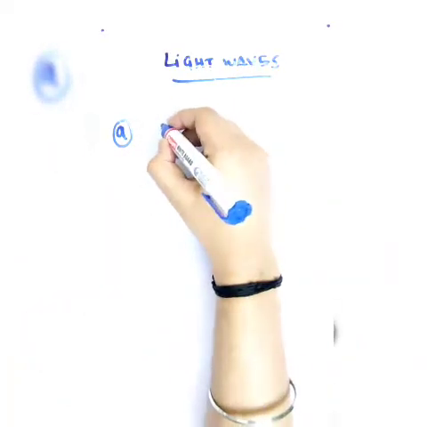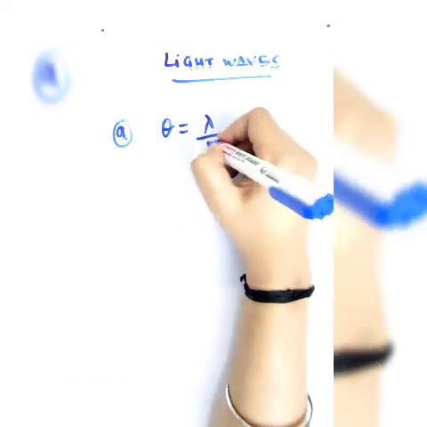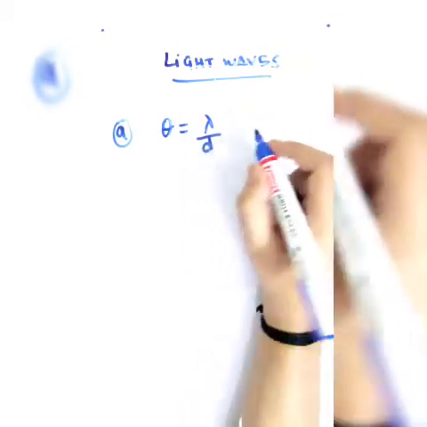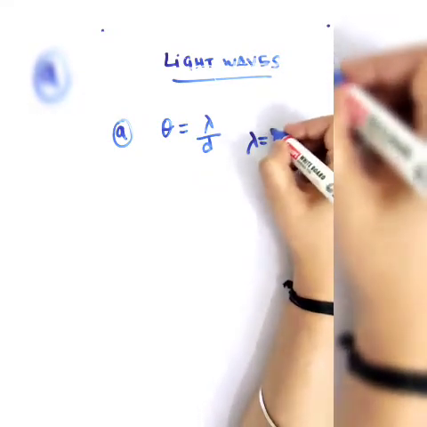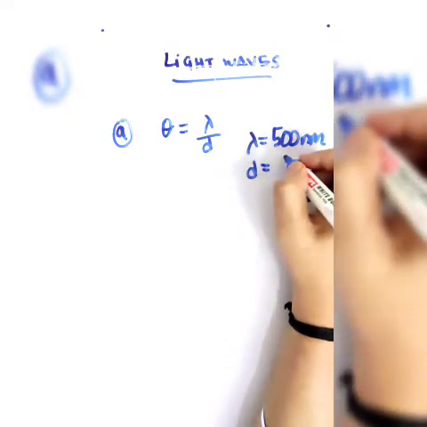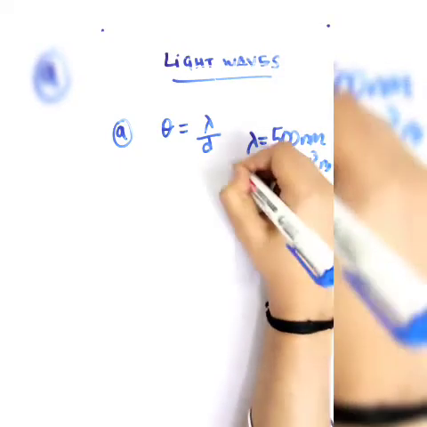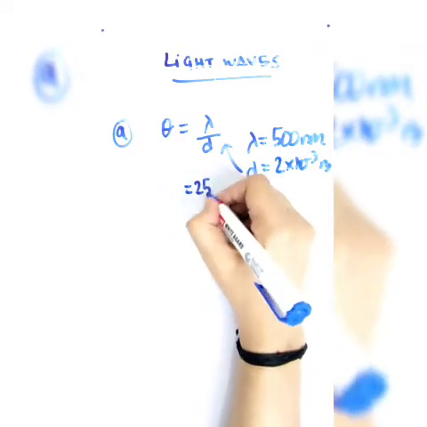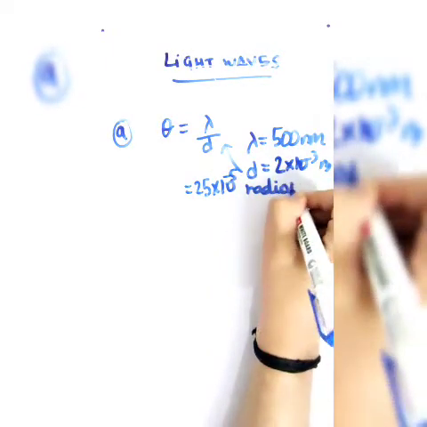Now in this question we are asked to find the angular separation. Angular separation theta is given by lambda divided by d. On substituting the values, lambda is given to be 500 nanometer, and small d is 2 into 10 power minus 3 meters. Substituting these values, we get 25 into 10 power minus 5. This answer would be in radians.